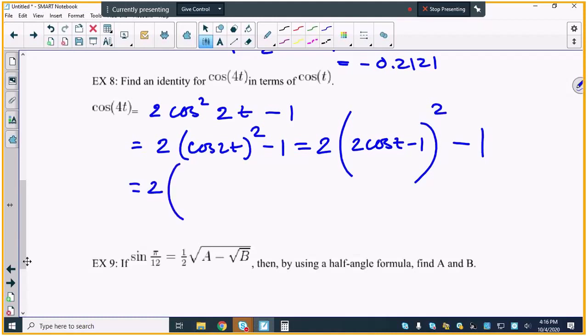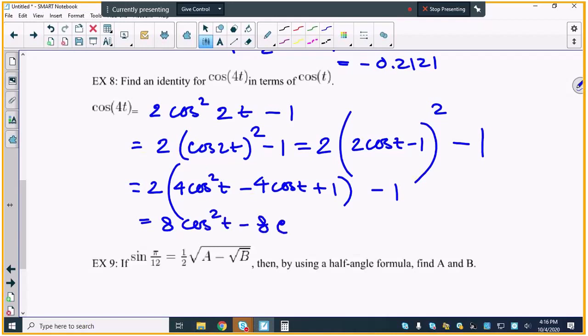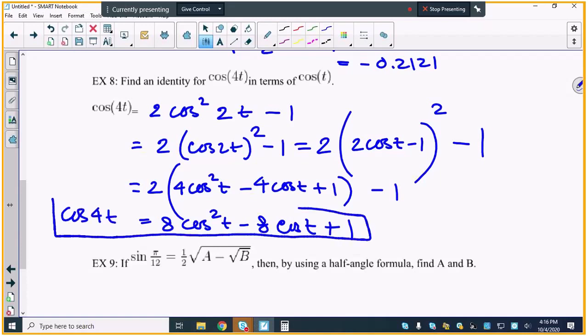So I get 2 times 4 cosine squared t minus 4 cosine t plus 1, minus 1. Distributing the 2, I get 8 cosine squared t minus 8 cosine t. Then I get plus 2 minus 1, which is a plus 1. So cosine 4t is equal to the identity 8 cosine squared t minus 8 cosine t plus 1.